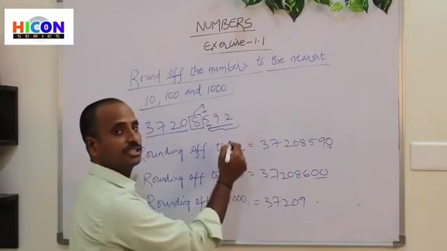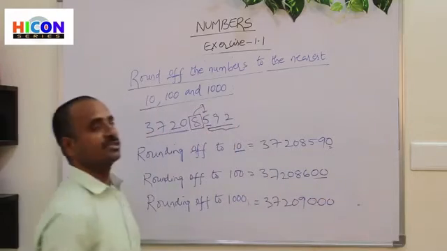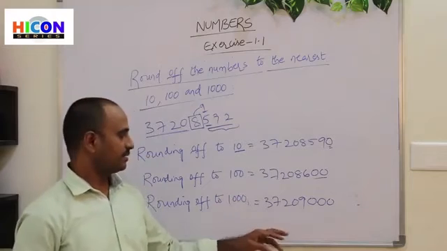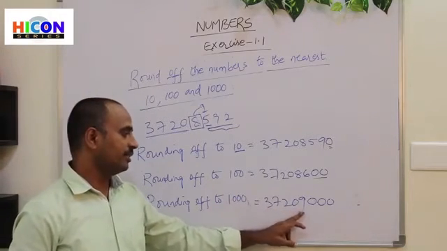There are 3 digits present on its right side, so put 3 zeros on its right side. So this is the number which is rounded off to thousands. The number will be 3 crores 72 lakh 9,000.